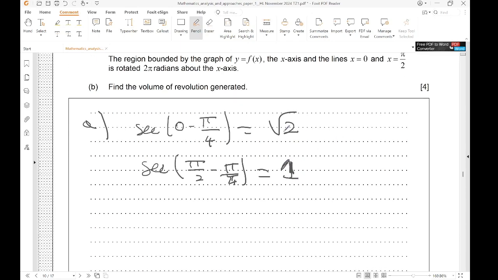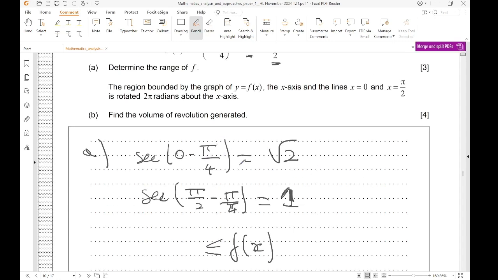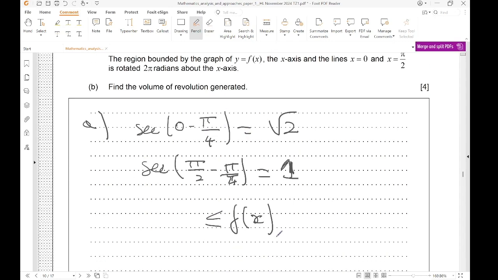So those are our two values, and now we plug them in. We're detailing our range right now. We plugged in 0 and we got root 2. So we know now that f of x will always be less than or equal to root 2. And since root 2 is greater than 1, it has to be greater than or equal to 1 and less than or equal to root 2, because it has to be between these two.